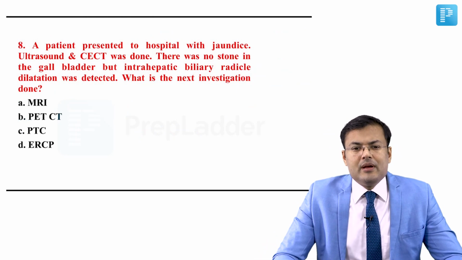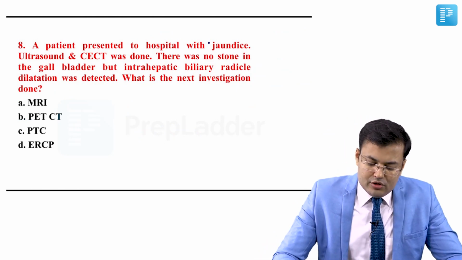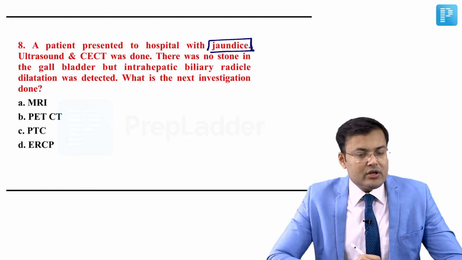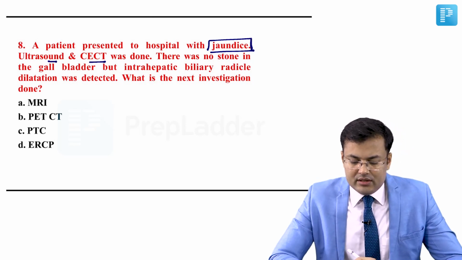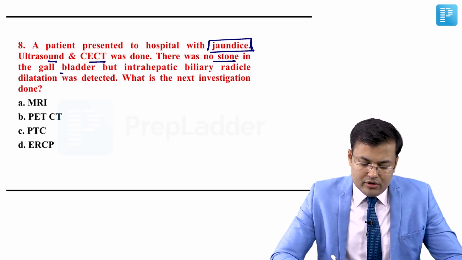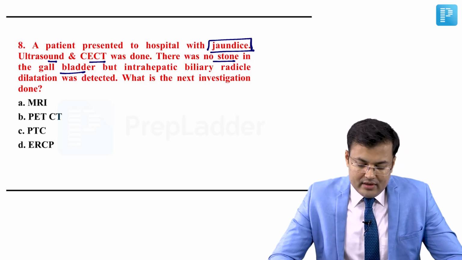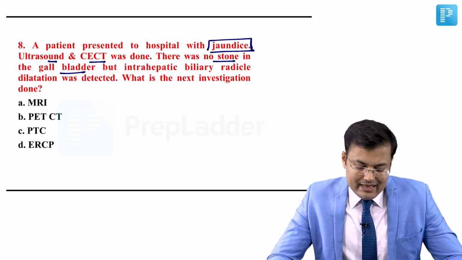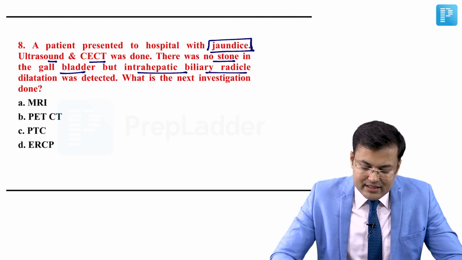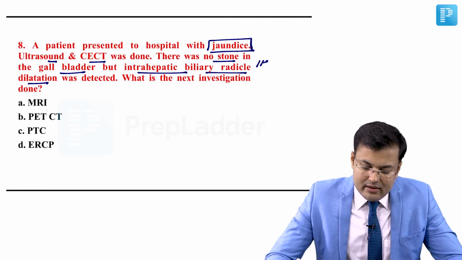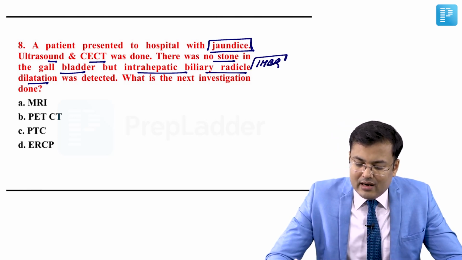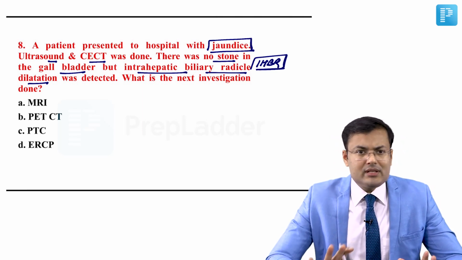See question number 8. Patient presented to hospital with jaundice. Ultrasound and CECT were done. No stone in the gallbladder. So what is the cause? Intrahepatic biliary radical dilatation is there. IHBR is dilated. Okay, it's very easy to understand.